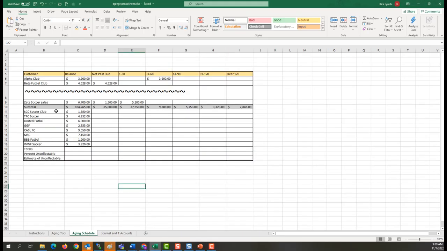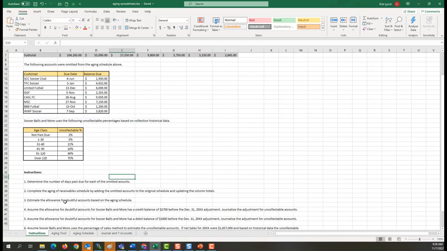And I've already filled in the customer names and the amount they owe in the balance column. We have to figure out how old their accounts are. We'll do that, finish up the aging schedule, and then get an estimate for our uncollectible accounts, and then do some journal entries here at the end based on what we find out. So we're going to go ahead and age these different things.